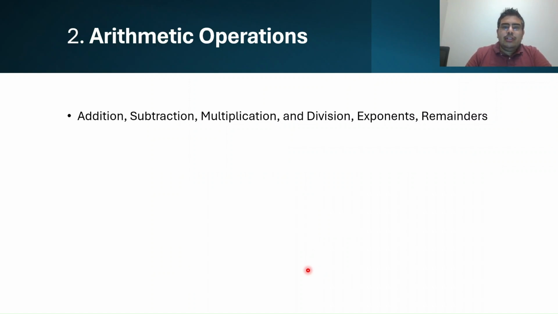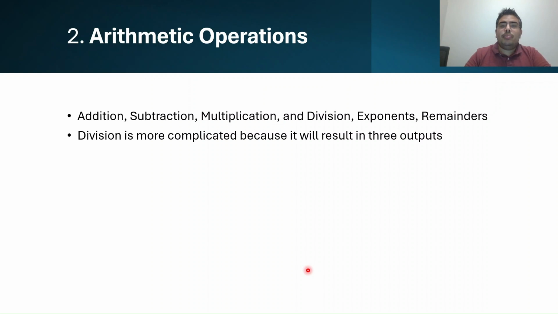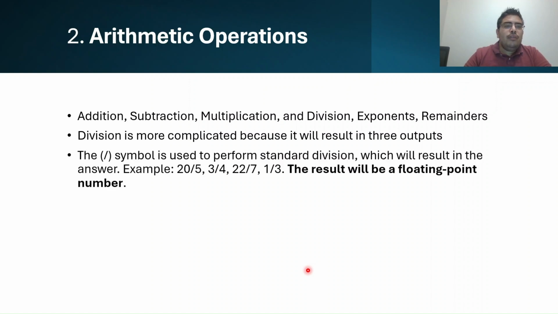Now let's get to division. Division's more complicated because it's going to result in 3 different outputs, depending on how you type it in. First is the standard division. For this you're going to use the slash symbol, and this is used to perform standard division, which will result in the answer to the question. So like 20 divided by 5, that's going to result in 4.0. This is going to be really important because it's going to result in a floating point number.